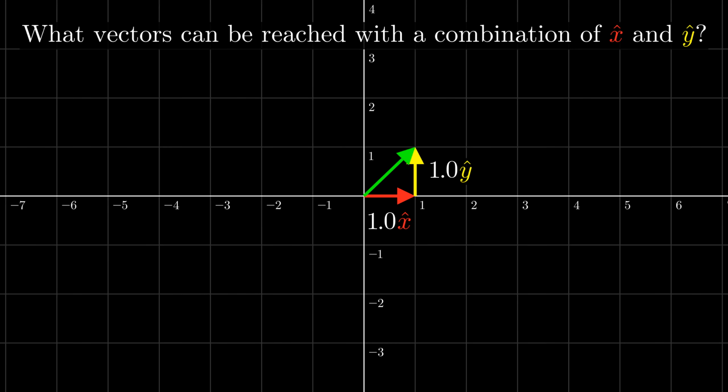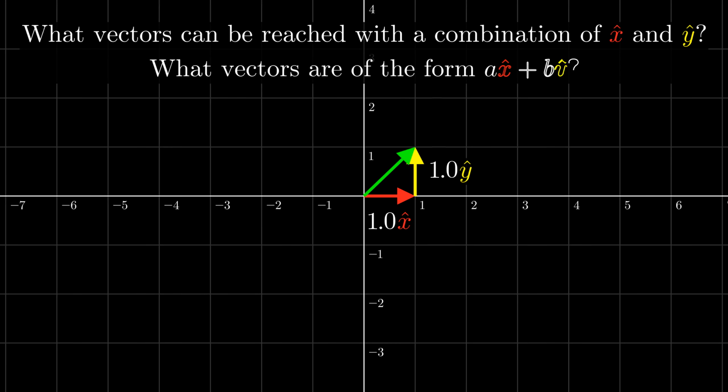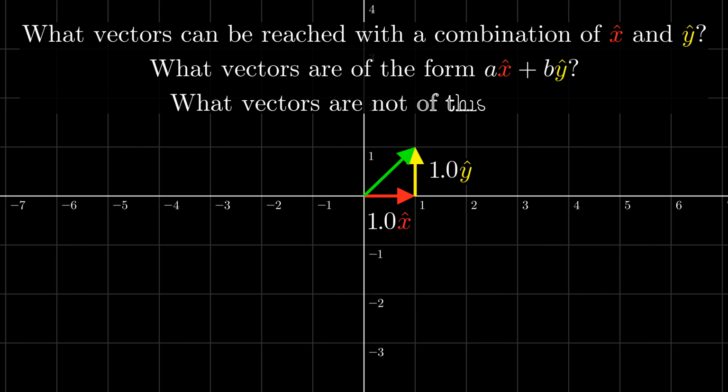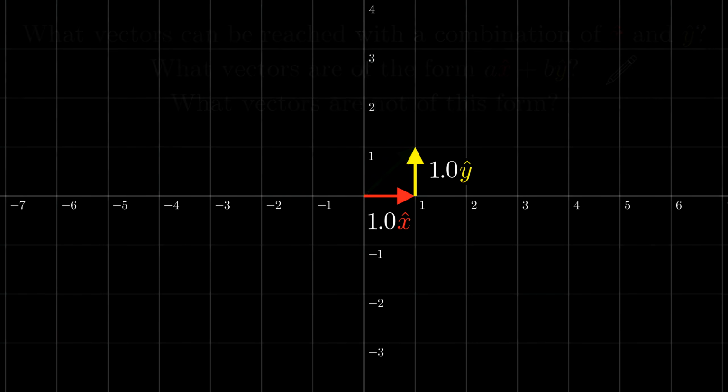To be more precise, what vectors are of the form a x hat plus b y hat? Another important related question is what vectors are not of this form. See if you can answer all of these questions. To try to answer these questions, let's pick some random vectors and see if we can write them as a combination of x hat and y hat.